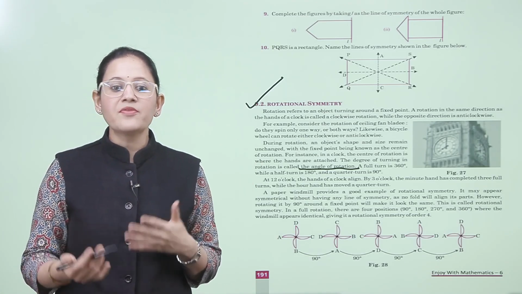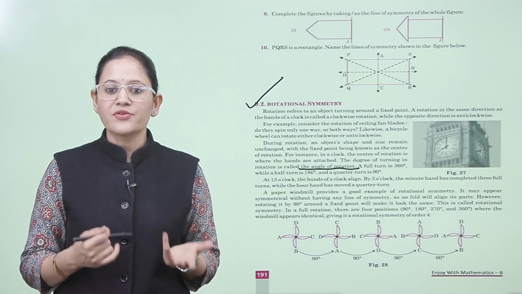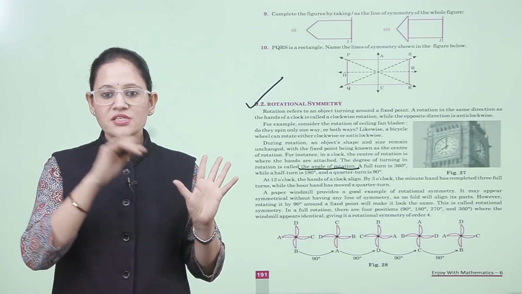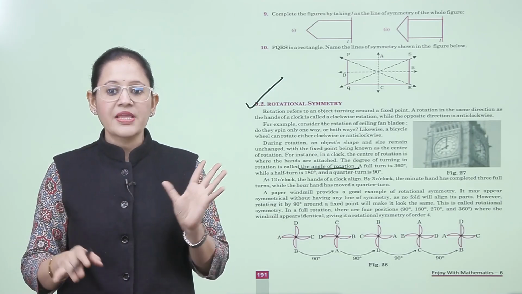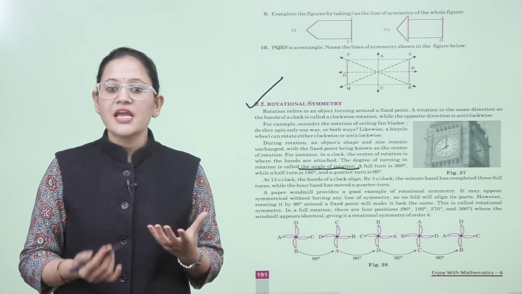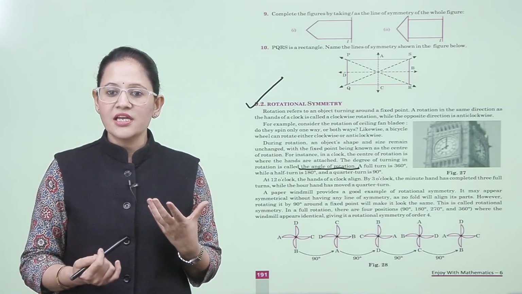Clear? The paper mill provides a good example of rotational symmetry. So if you have ever seen a paper mill, you can see what rotational symmetry is. It may appear symmetrical without having any line of symmetry. It has no fold to align its parts.